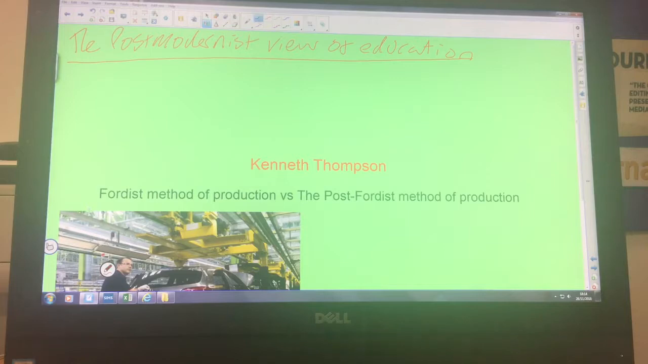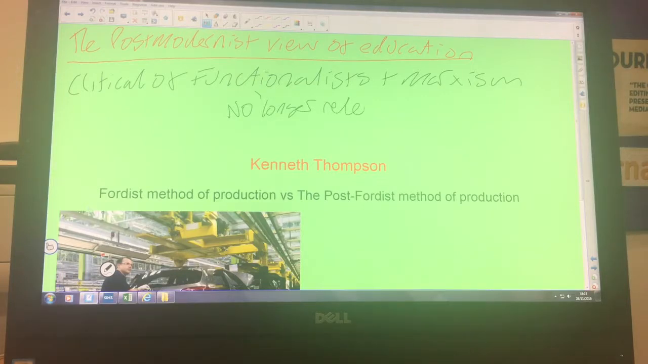So, as we already know, postmodernists don't like the old theories. So these guys are going to be critical of functionalists, but more importantly, Marxists, because from their opinion, their theories are no longer relevant today. And Kenneth Thompson explains how their view of education is no longer relevant today with some quite complicated ideas. So let's talk about those.